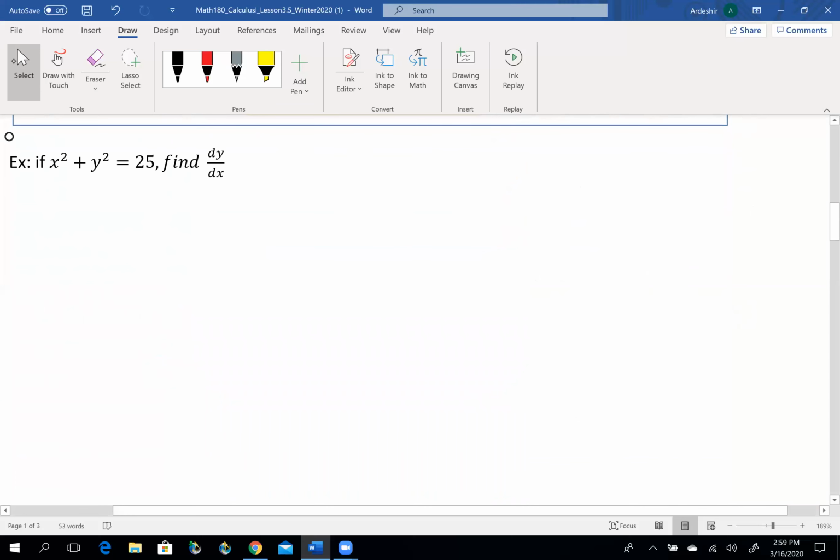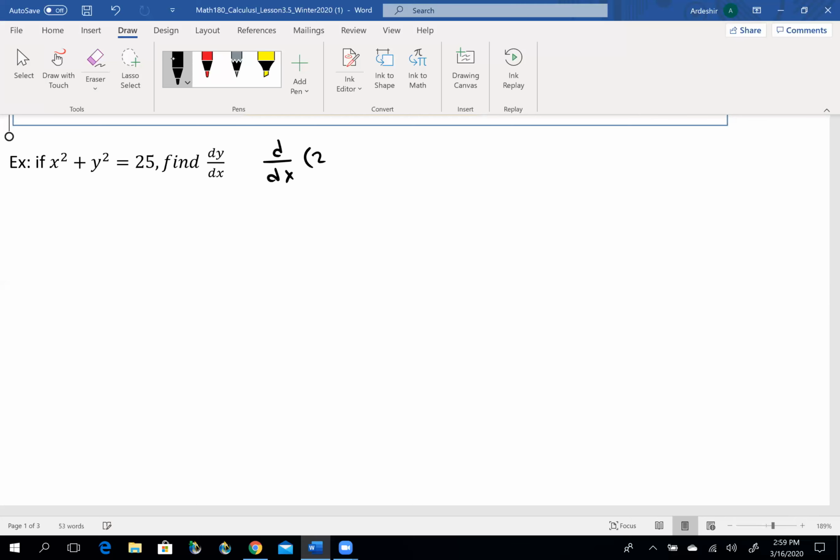If x squared plus y squared is equal to 25, find dy/dx. Again, I'm going to take a derivative with respect to x of both sides. So it's going to be the derivative with respect to x of x squared, plus the derivative with respect to x of y squared, equal to the derivative with respect to x of the constant 25.